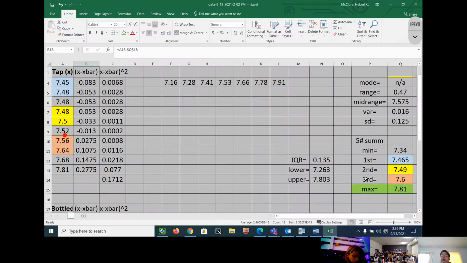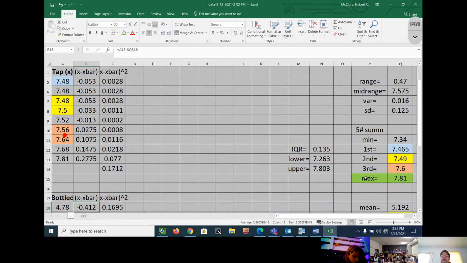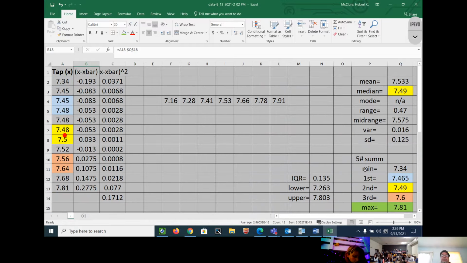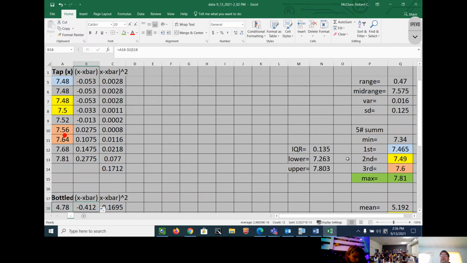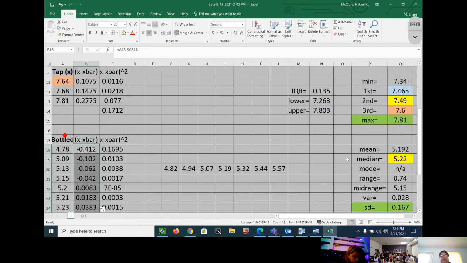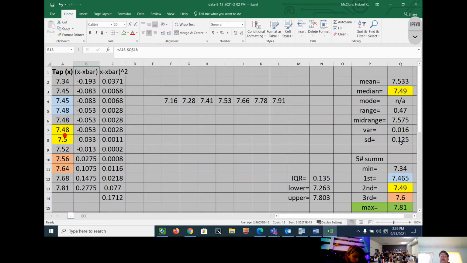So you can still see, okay, now which one, the standard deviation still, 167 against 125. I guess this data is tighter. So the tap water data is tighter.